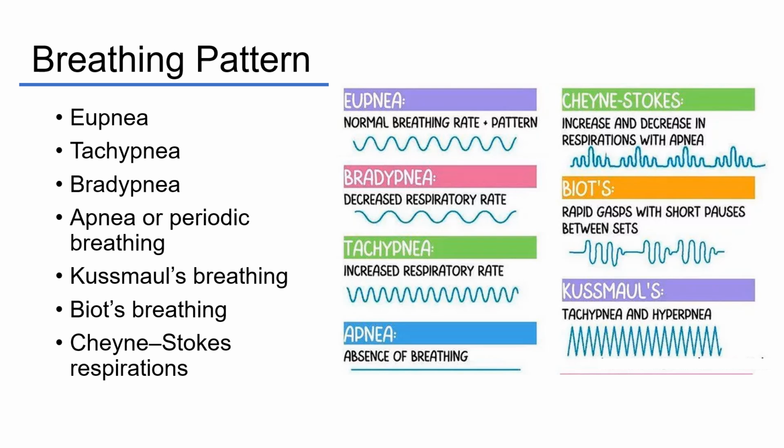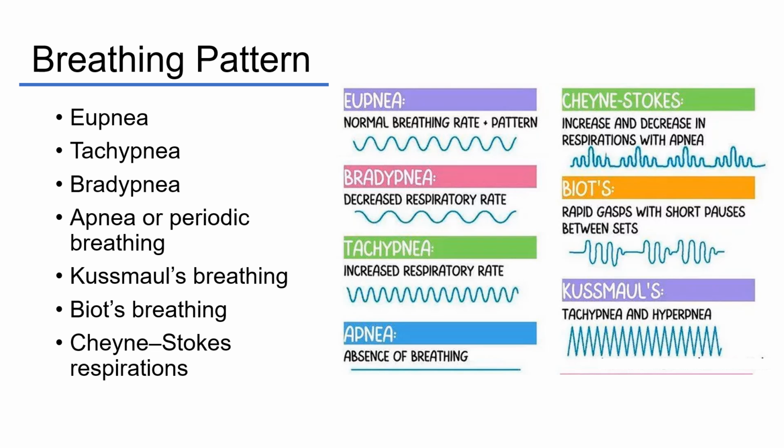Then we have Biot's respiration. This is irregular respiration, but it's variable in depth, so it doesn't necessarily have to be deep or shallow. It can be either or a combination of the two. And there are alternating episodes of apnea. This one is usually caused by damage to the brain, so this is the central nervous system, maybe as a result of some type of brain injury.